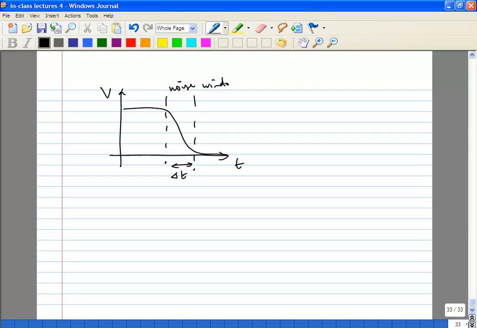So what can you do? You want to decrease delta T. The only way to do it is larger inverters will switch faster. But obviously this means more power. So you have to remember that. Sorry? Of course, more parasitics as well.